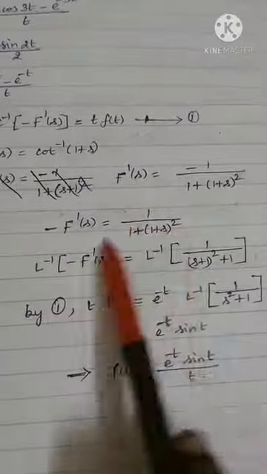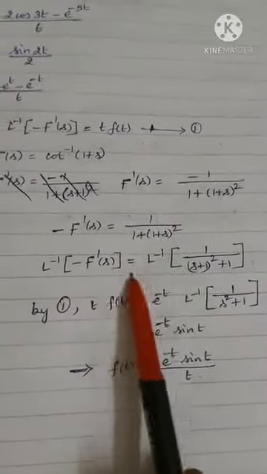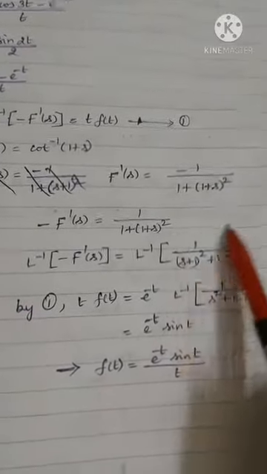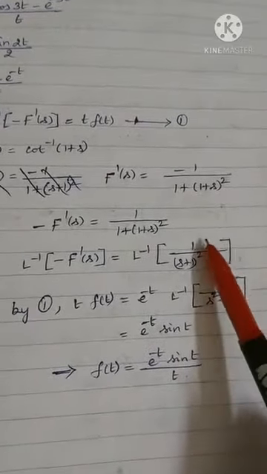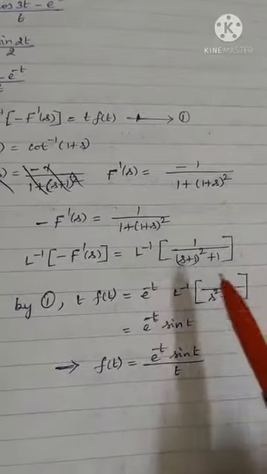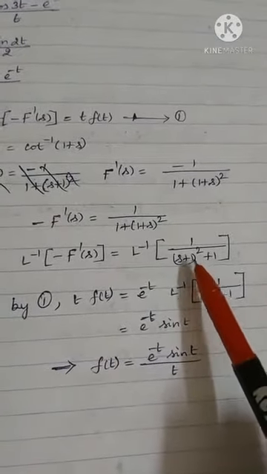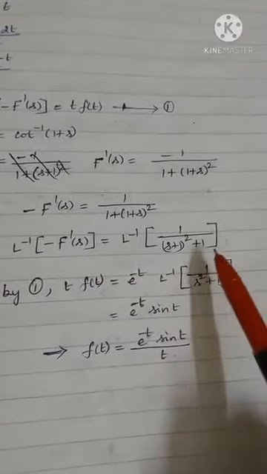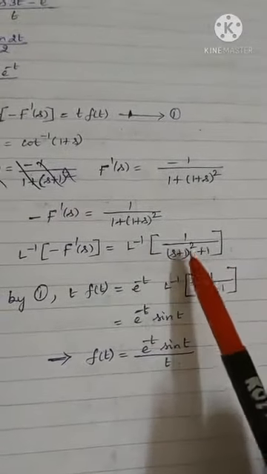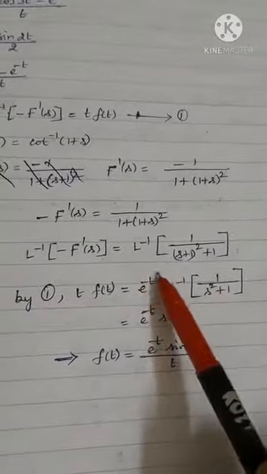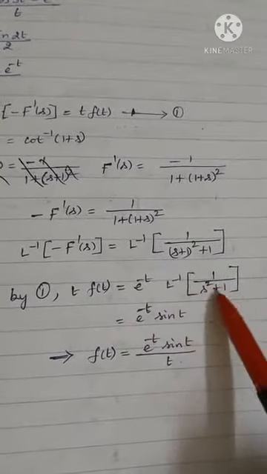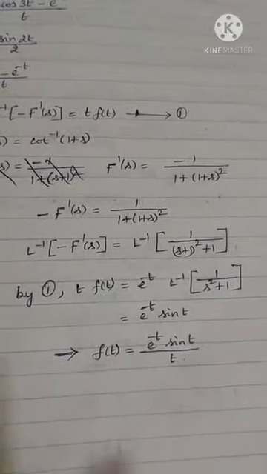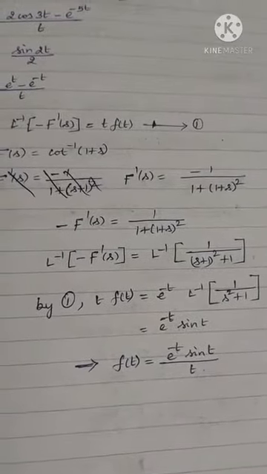Take negative sign both sides. Find L inverse of minus f dash of s. The value of this is t into f of t. Here we should use the first shifting theorem. Being constant term numerator, no problem. Denominator s plus a can be written as e power minus at. It becomes f of s. What is the first shifting theorem? L inverse of f of s plus a is e power minus at into L inverse of f of s. Leave a. This is sin t. Hence f of t is this one, which completes this method. Okay.